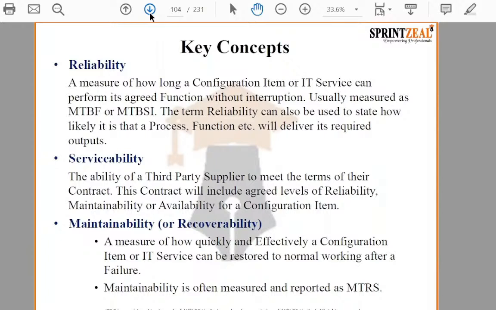Serviceability is the ability of a third-party supplier to meet the terms of their contract. This contract will include levels of reliability, maintainability, availability for a configuration item. So overall service availability is the availability of your third-party supplier to meet the terms of their contract.